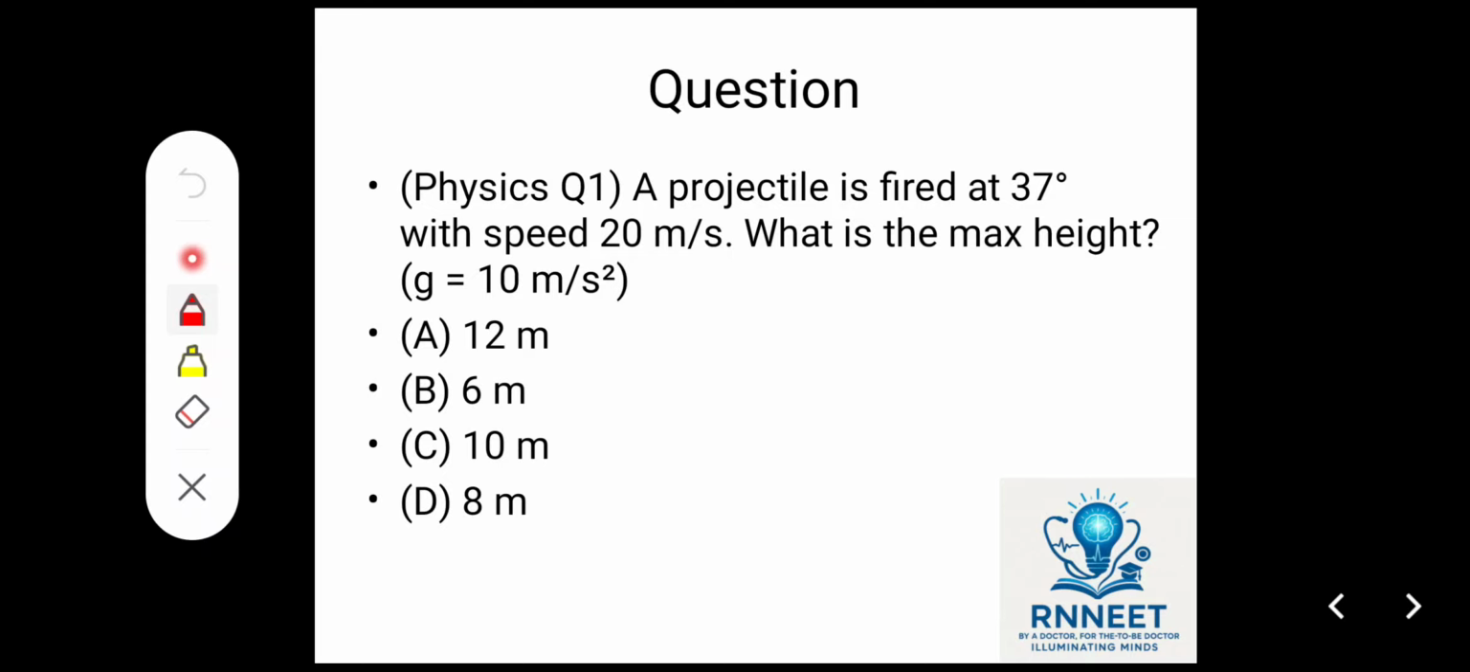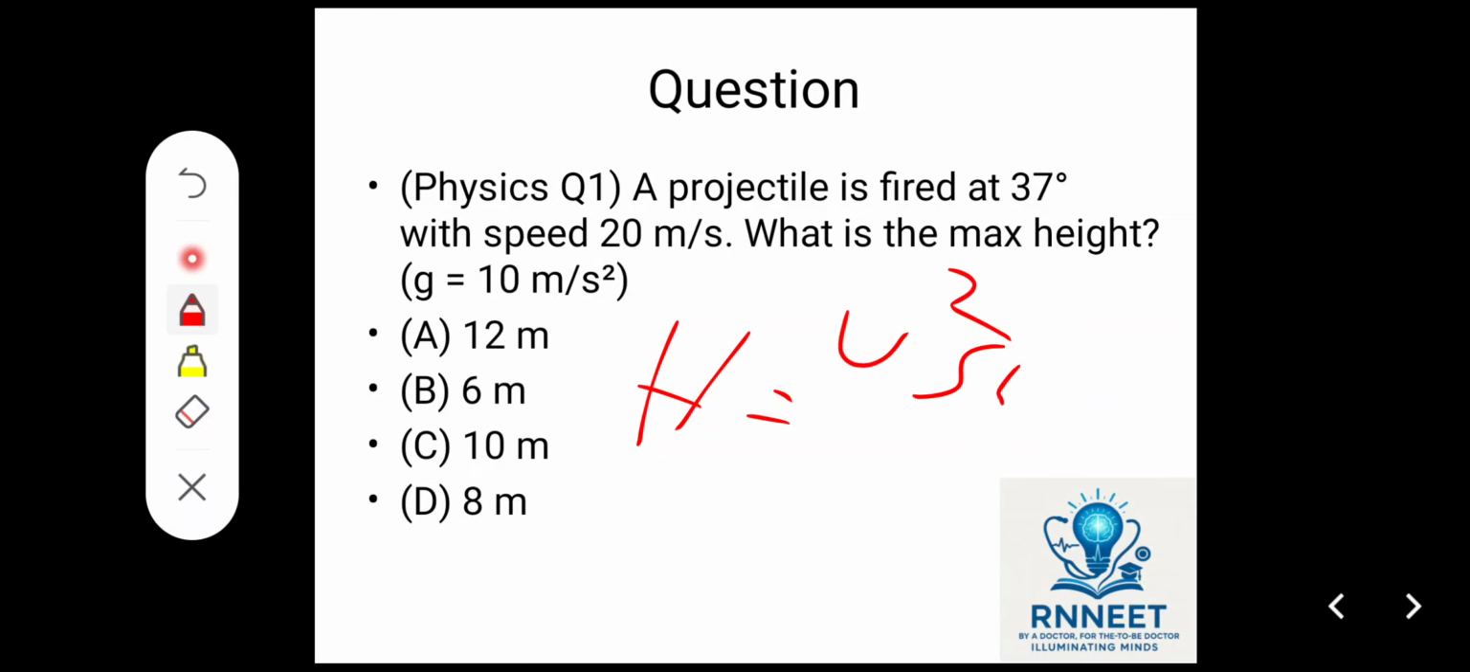and ensure that you don't go wrong in your simple questions. So a projectile is fired at 37 degrees with a speed of 20 meters per second. What is the maximum height? This is a simple question. How many of you know this formula? Put it in the comment box. How many of you remember this formula for the maximum height? What is the formula for the maximum height?